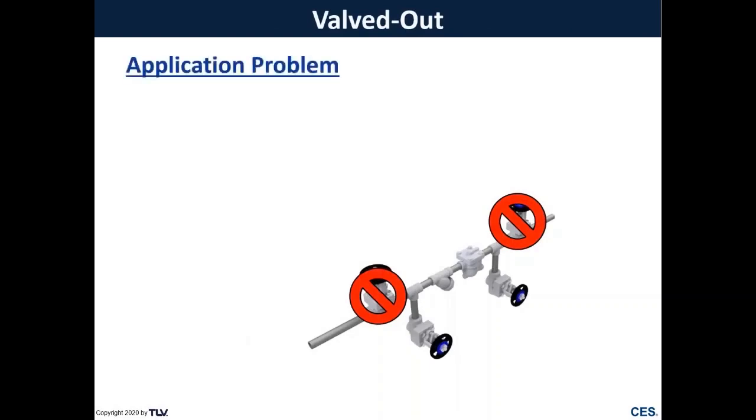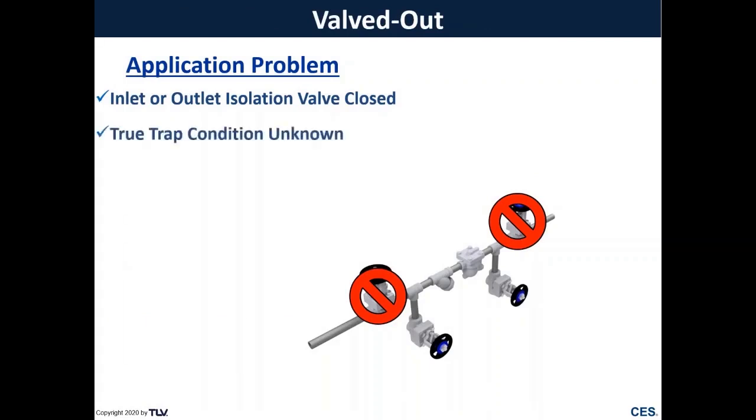Next, we're going to have valved out, and this is where the inlet or outlet isolation valve is closed. This makes it so we can't identify the true condition of the steam trap. It doesn't have any steam to it, so we don't know if it's good or leaking or maybe even plugged. But condensate is not drained. And this leads to, of course, condensate being backed up into your steam system and all the bad things that we've been talking about.